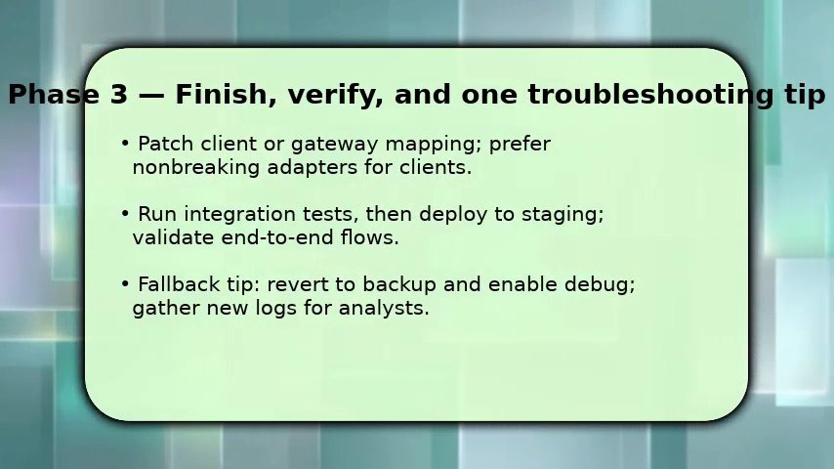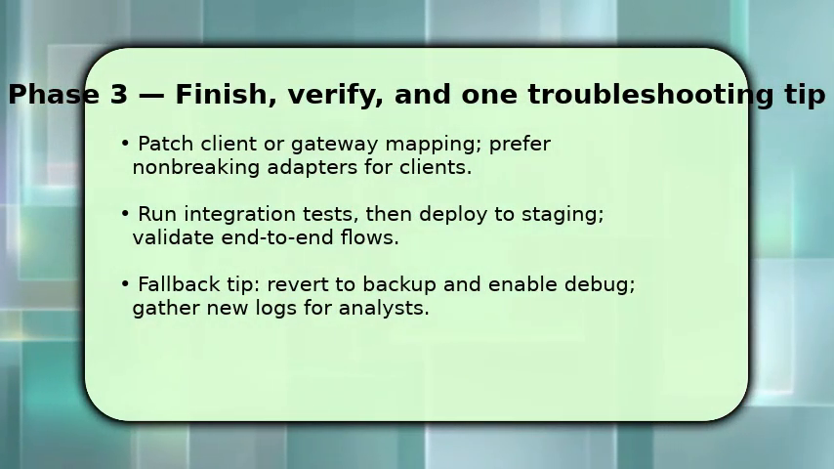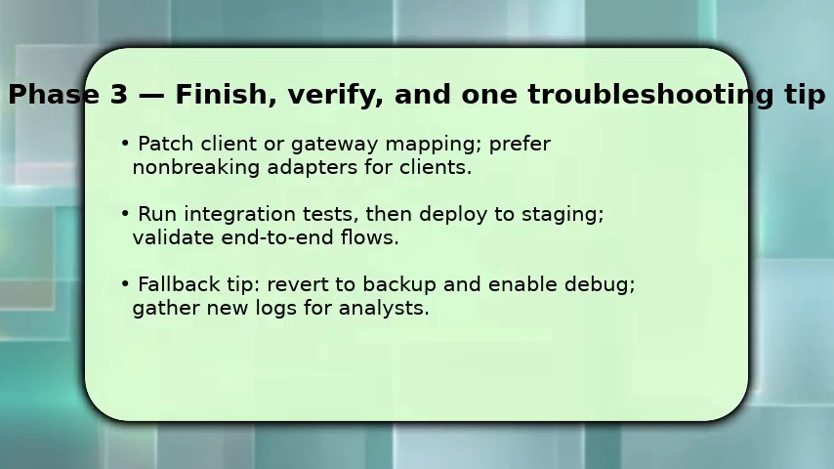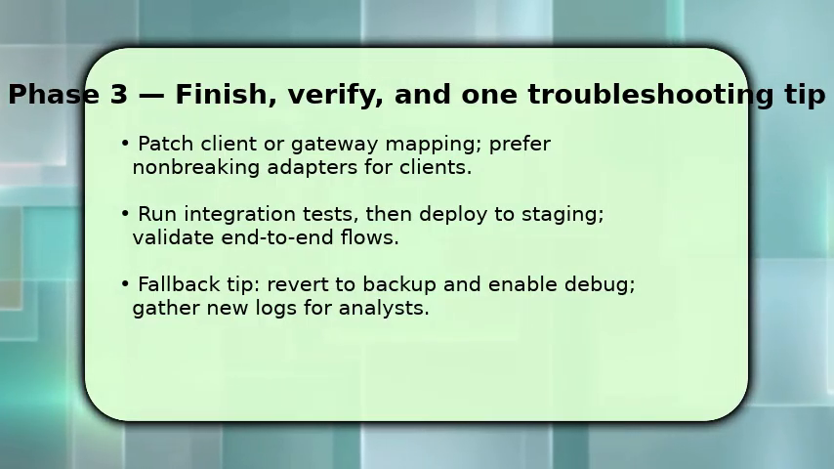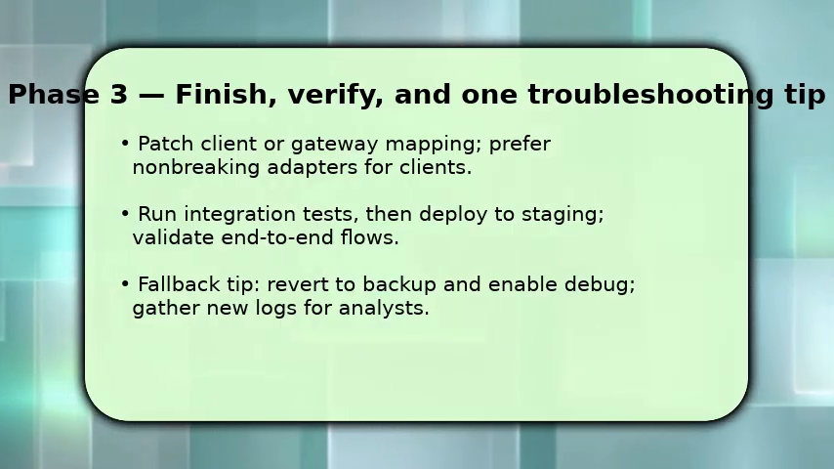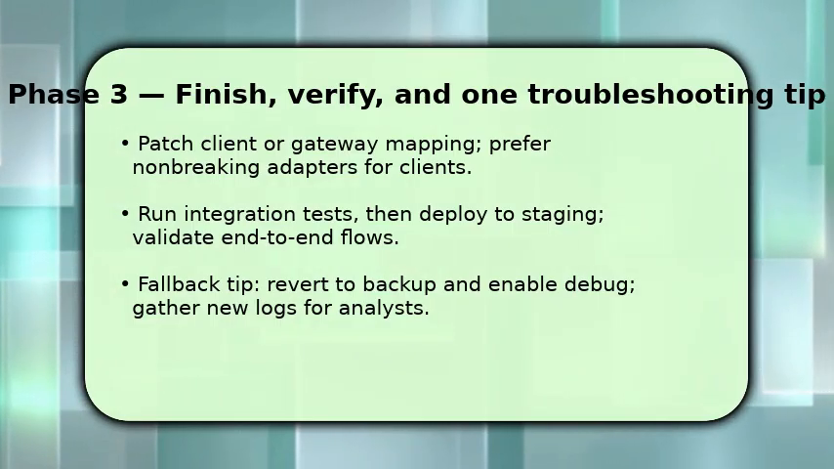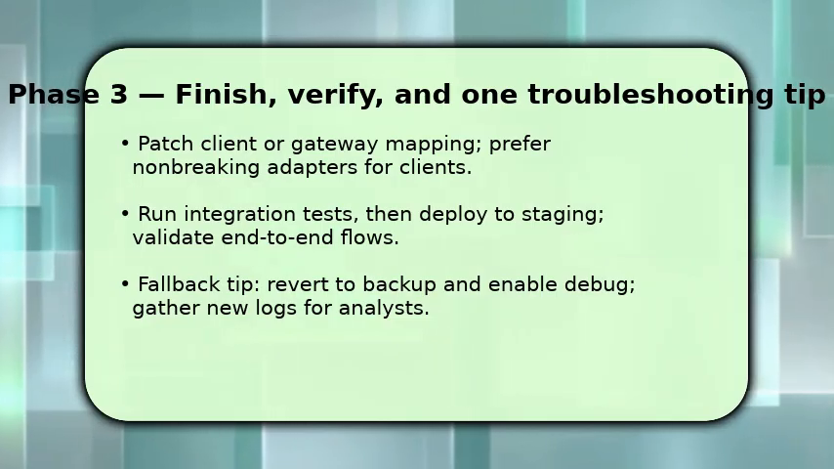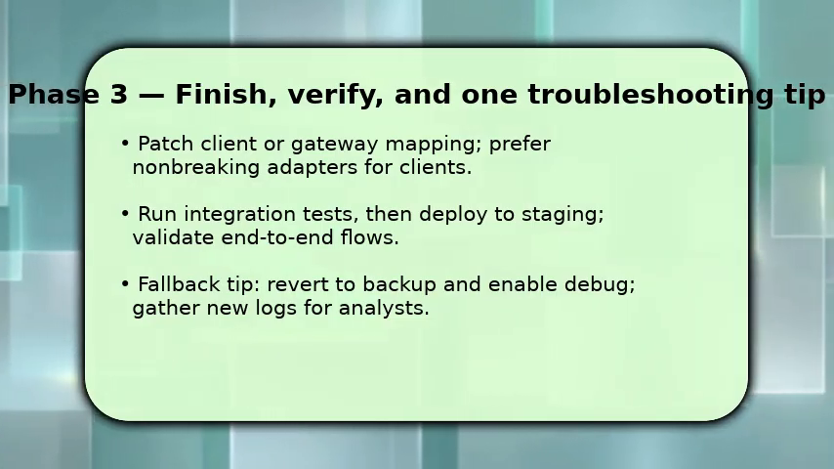Either patch the client payload to match Purr's expected schema or add a gateway adapter that translates calls without breaking other clients. Once done, run integration tests and deploy to staging. Validate end-to-end flows and error rates before promoting to production.